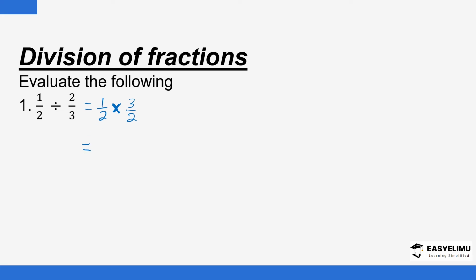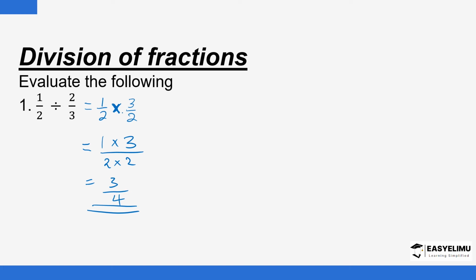So you multiply the numerators and you also multiply the denominators, and then you simplify. So we have 1 multiplied by 3, and then we have 2 multiplied by 2. So 1 by 3 is 3, and 2 by 2 is 4. So this is the result of 1 half divided by 2 thirds. So we have 1 over 2 divided by 2 over 3 is 3 quarters.